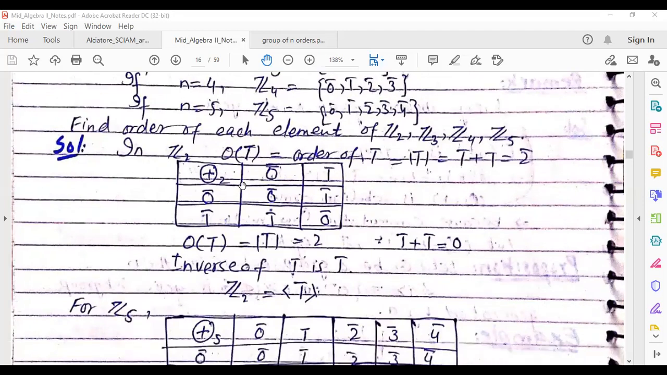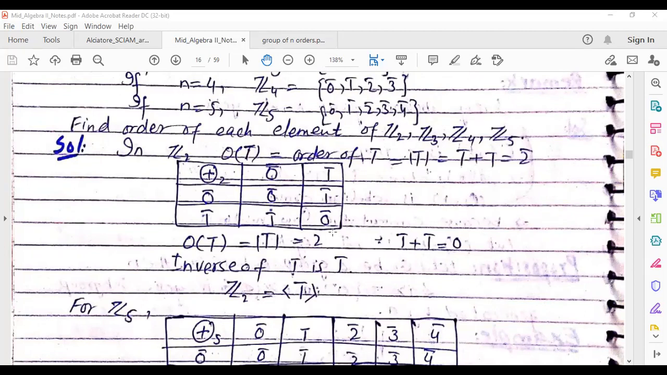This is the Cayley table of Z2. Z2 has two elements, 0 and 1. For making a Cayley table, first of all we write 0 and 1 in the row, then 0 and 1 in the column, then according to our operation we add these. 0 plus 0 is equal to 0, 0 plus 1 is equal to 1, 1 plus 0 is equal to 1, and 1 plus 1 is equal to 0.